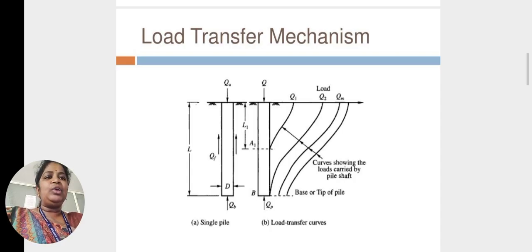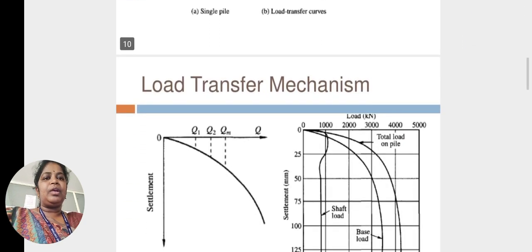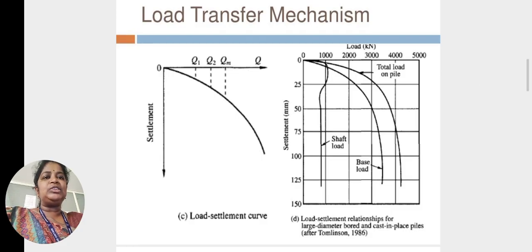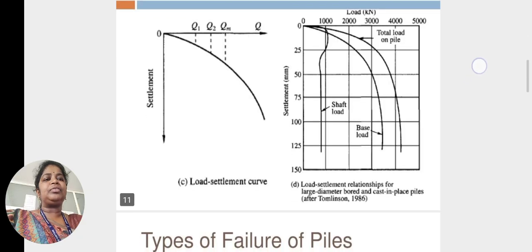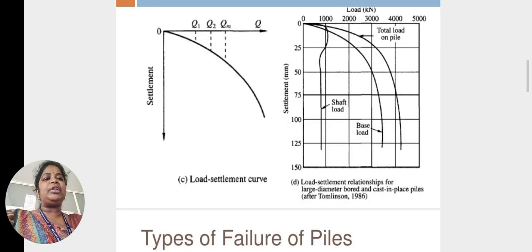And here clearly you can see the curves are showing the loads carried by the pile shaft. So this is about load transfer mechanism. And one more load transfer mechanism, here we can clearly see a curve that shows load versus settlement curve, and as the load changes how the settlements are going on, we can clearly see in this figure. These load settlement relationships are for large diameter bored and cast in situ piles.